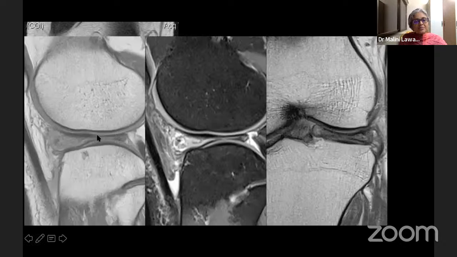Sagittal images, the same patient, you can see this discoid meniscus, it's reaching all the way. This is another patient, sorry. On the coronal images, it's reaching all the way to the intercondylar region. There's a tear with a parameniscal cyst. So in discoid menisci, even intra-substance signal can be significantly symptomatic.